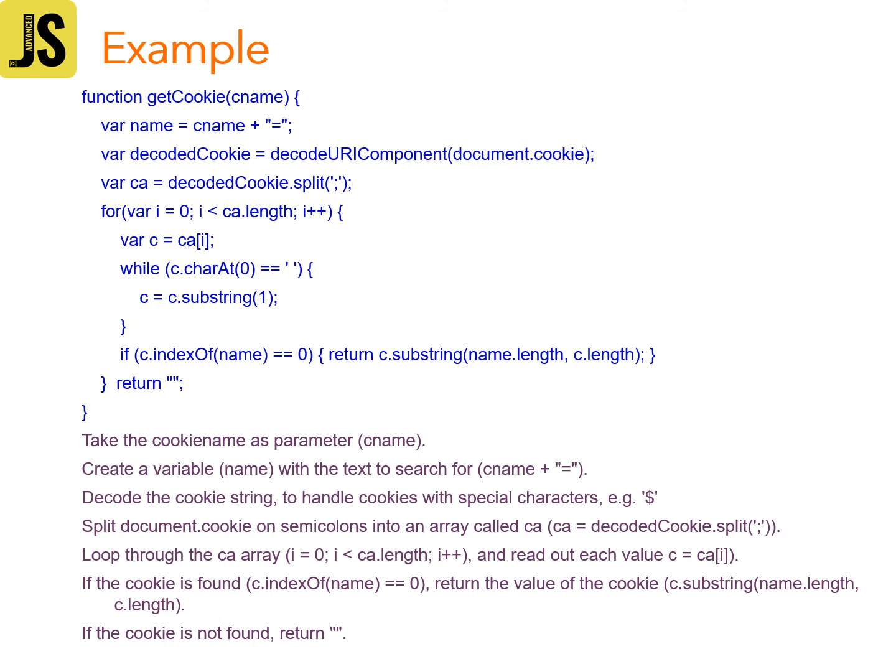Then after that, it will split the document.cookie based upon semicolon, and this split data should be stored in an array. If you want to access the elements from the array, we set a particular for loop, and if the cookie is found with c.indexOf(name) equal to 0, then it will return the value of the cookie. If the cookie is not found in the corresponding cookie file, it will return an empty string.